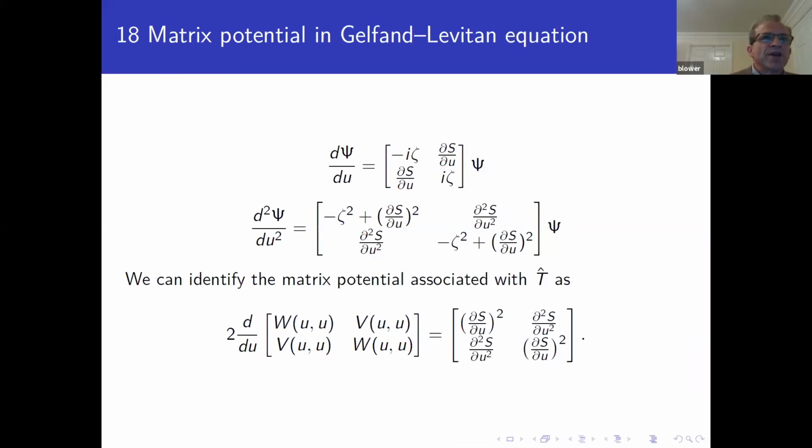And you can compare that with what arises from the original differential equation, which I've reproduced here. That said that dψ/du was a term involving ds/du, and on the diagonal a minus iζ and a plus iζ. When you differentiate that again, you end up with a second order differential expression, which is going to involve minus ζ squared on the diagonal and also (ds/du) all squared. And then obviously there's going to be a second derivative term of s off the diagonal.